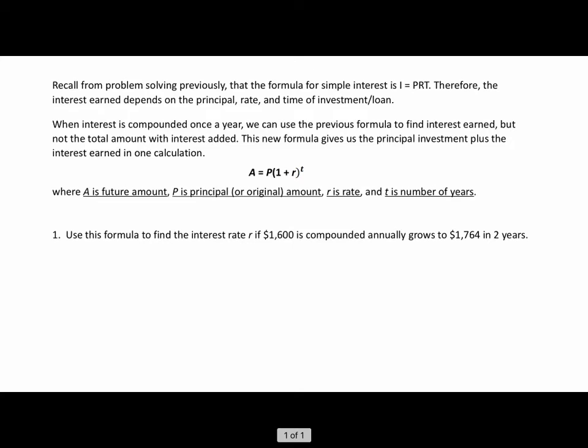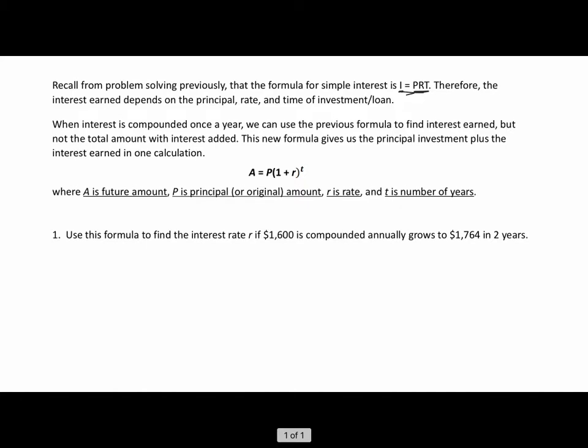Recall from problem solving previously, we learned a formula in 2.5 for simple interest that said interest earned is the principal times the rate times the time. Therefore, interest depends on the amount invested, the rate that it's invested at, and the time of the investment or loan. When interest is compounded once a year, we can use the previous formula to find the interest earned, but not the total accumulated amount with the interest added in.